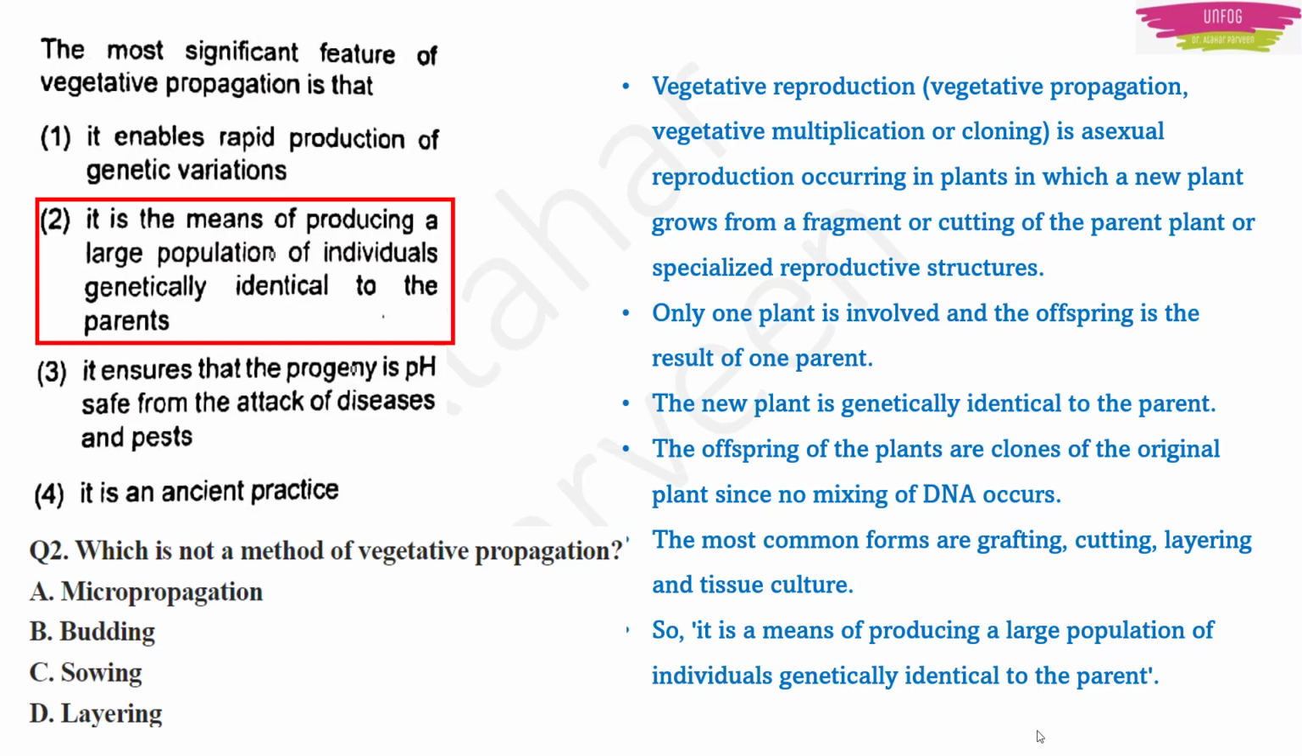Which is not a method of vegetative propagation? You should answer this question in the comment section. See the options: micropropagation, budding, sowing, layering. I will give you a hint. Micropropagation, budding and layering are related to cutting of the plants, but sowing means throwing seeds on the land. So which may be not a method of vegetative propagation? You have to answer this question in the comment section.